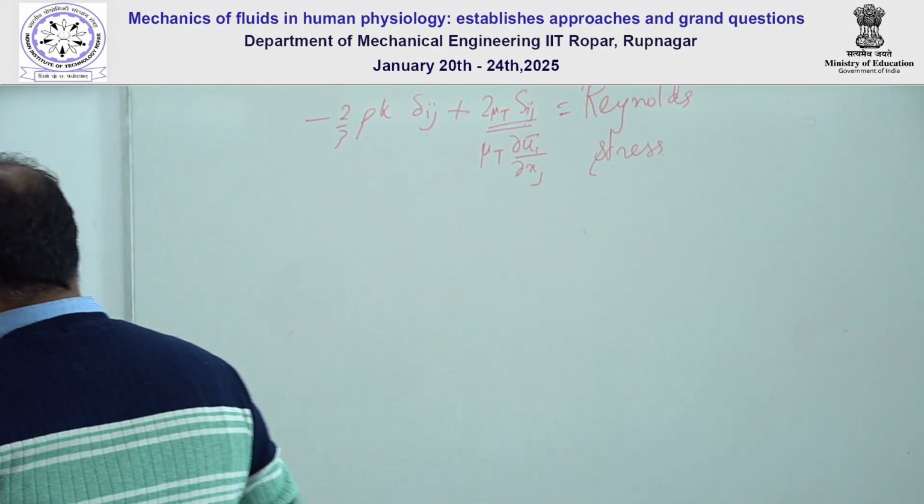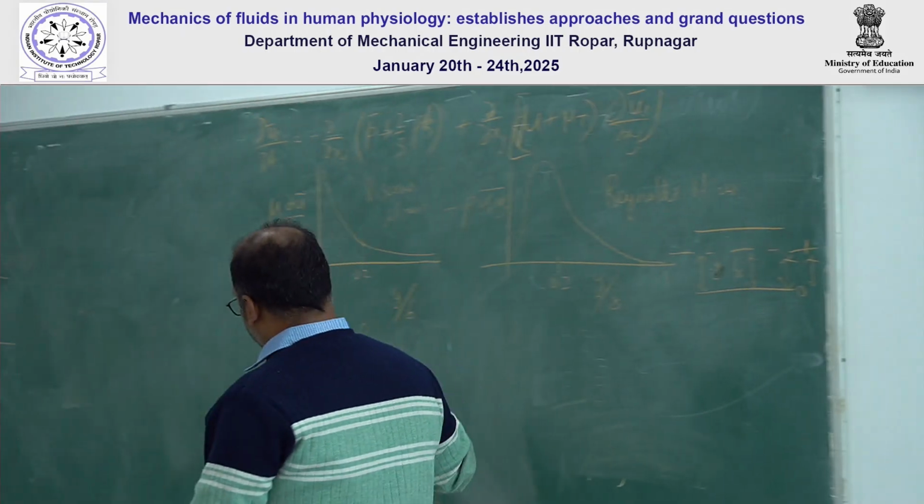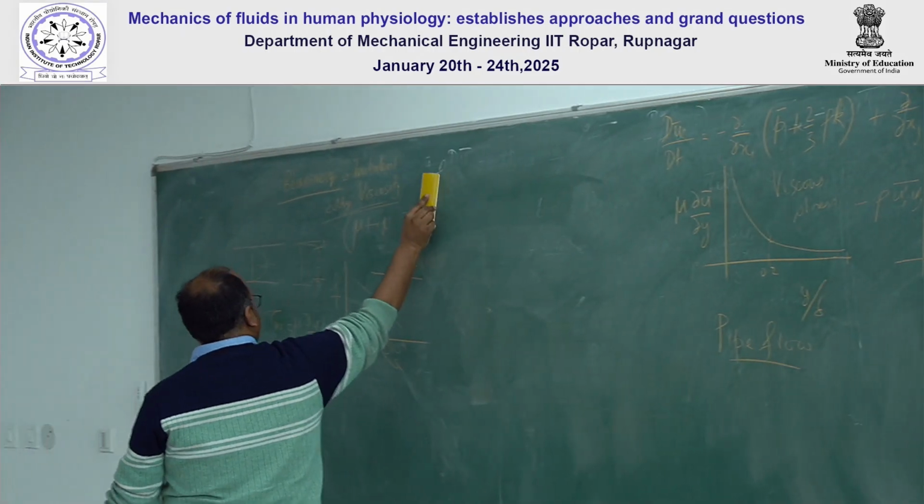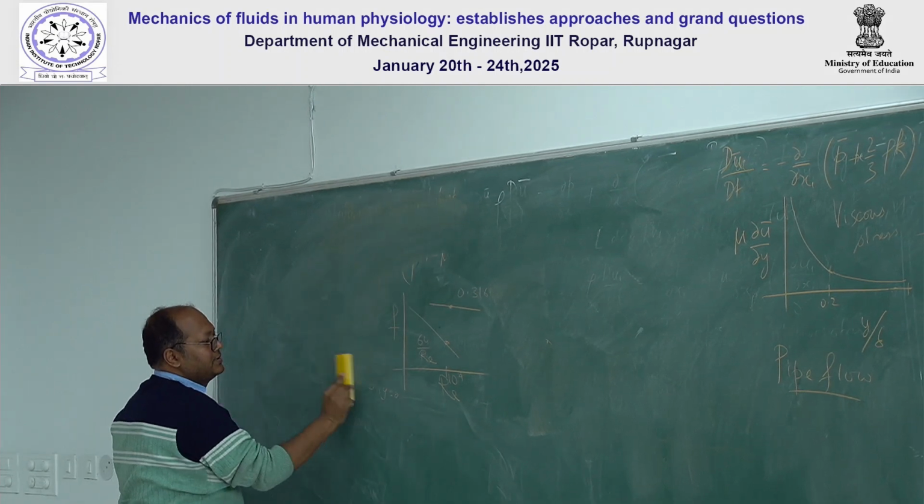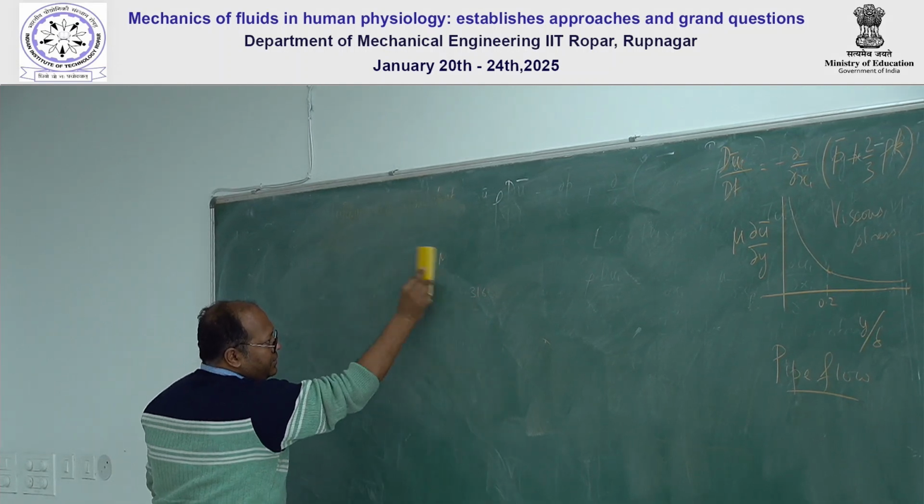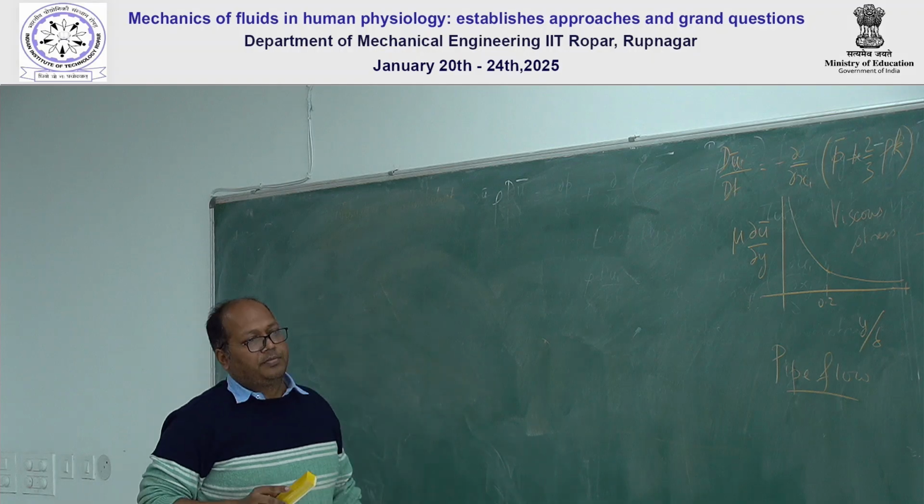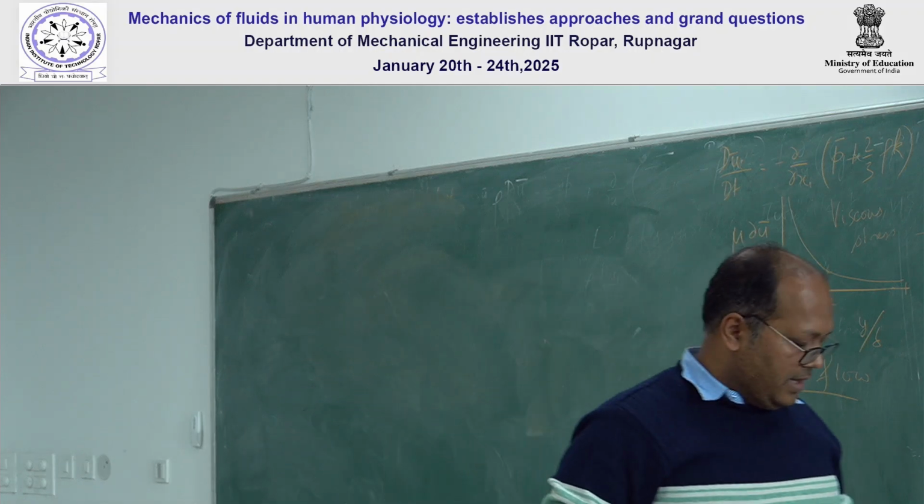So now, how do we introduce this turbulent viscosity? How do we quantify this term? Then comes the concept of Prandtl's mixing length hypothesis.